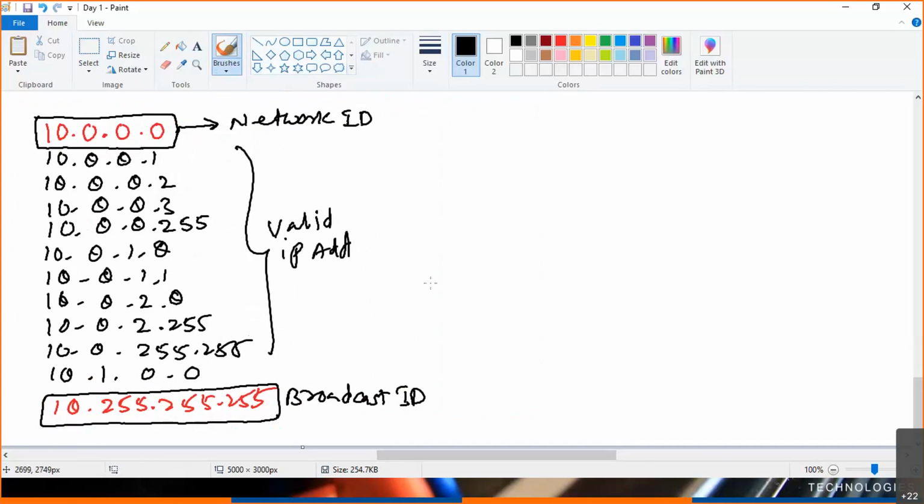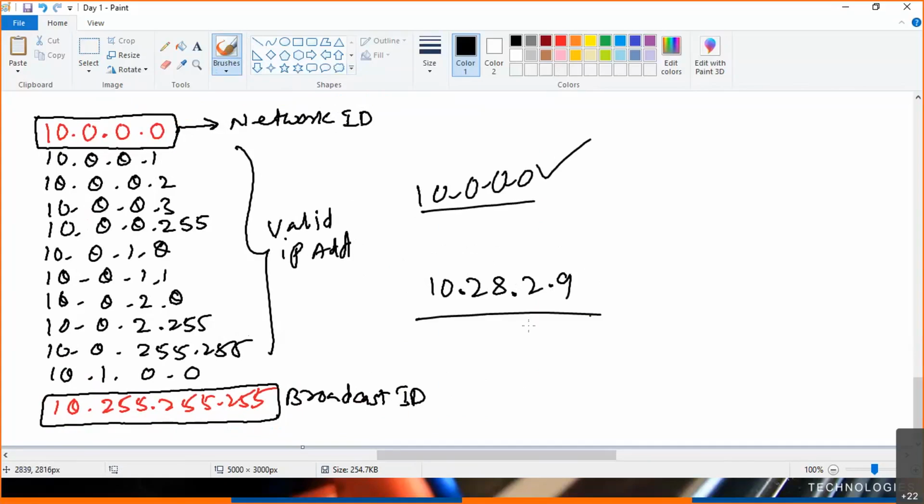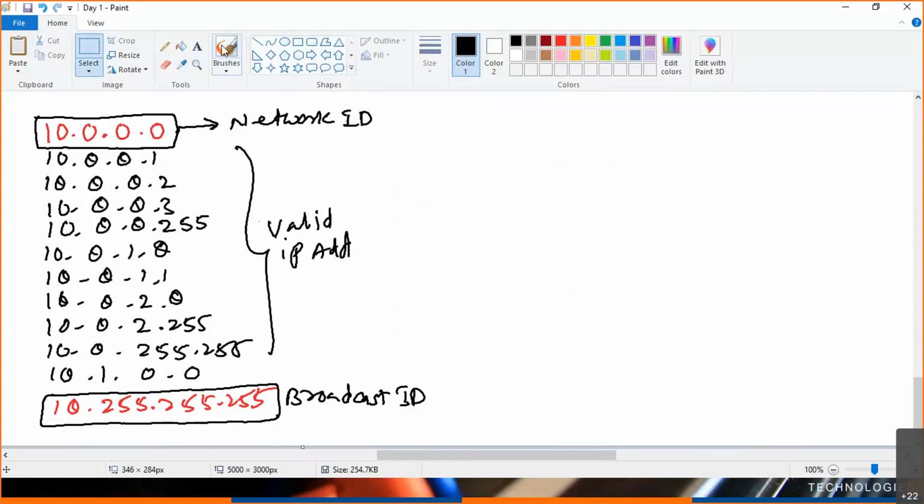For example, I have an IP address, 10.28.2.9. Which network ID identifies this IP address? What will be the network ID of this IP address? 10.0.0.0 is the identification for this IP address. From 10.0.0.1 to 10.255.255.254, in between, all IP addresses are identified by 10.0.0.0. It's the network ID. Clear? Right.